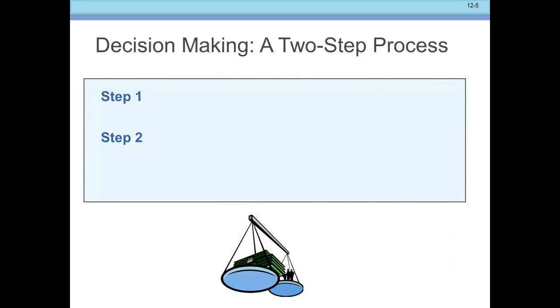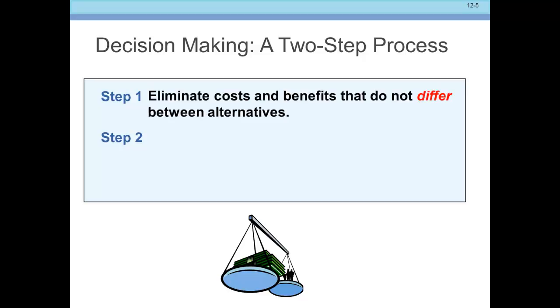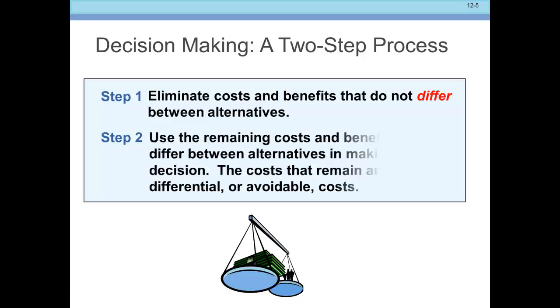Our decision-making process has two steps. First, we eliminate costs and benefits that do not differ between alternatives. These are irrelevant costs and usually consist of sunk costs and future costs, again, that don't differ between the two alternatives. Second, we use the remaining costs and benefits that do differ between alternatives in making the decision. These are differential or avoidable costs.